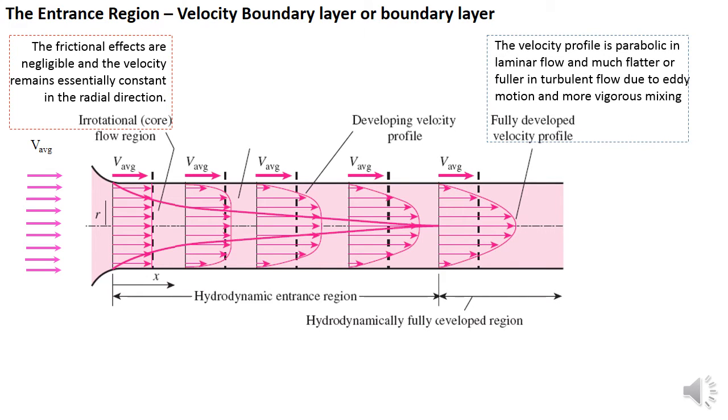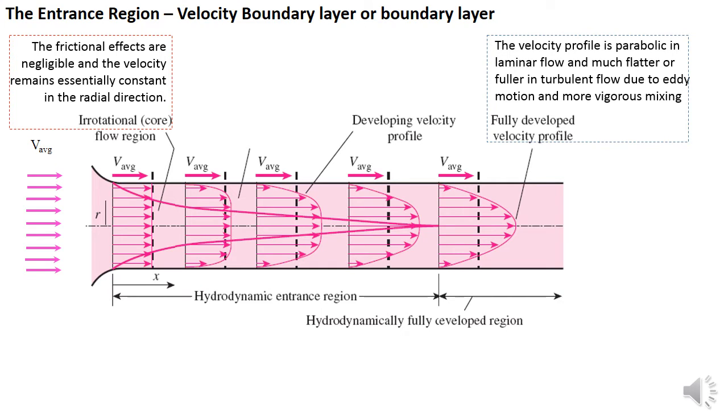And then we have the fully developed velocity profile, which is in a parabolic shape. The velocity profile is parabolic in laminar flow and much flatter, or fuller, in turbulent flow due to eddy motion and more vigorous mixing.